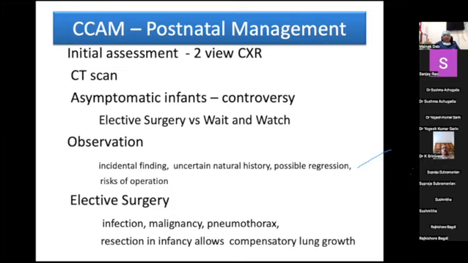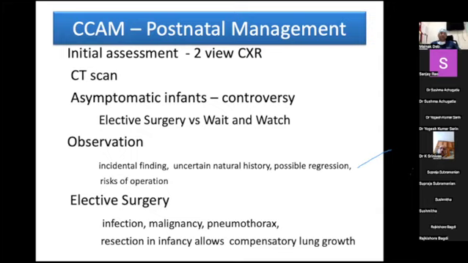So now, what is less controversial, less contentious, is the postnatal management. A large majority of patients who are diagnosed prenatally progress through a relatively uncomplicated pregnancy to deliver at term. All children who have had a diagnosed CPAM, a diagnosed lung lesion during their pregnancy, need to be evaluated in the postnatal period. The initial assessment is usually with a 2-week X-ray.